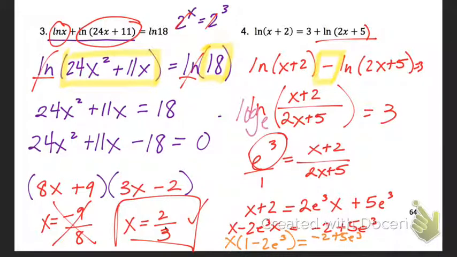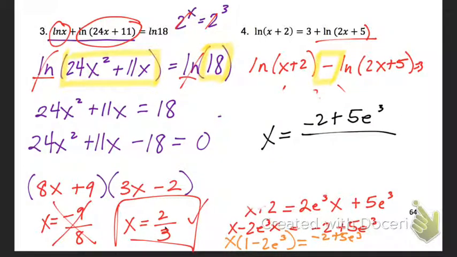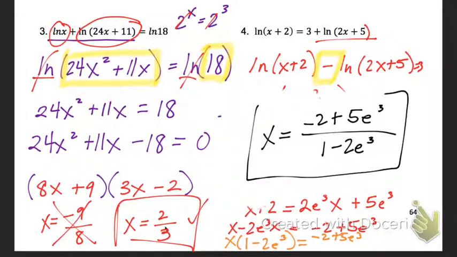So I'm gonna erase this right here just to make life easier. x equals negative 2 plus 5, because I divide by all the messy stuff in parentheses. If all of your signs are flipped, that is okay. That just means that you moved the x over to the other side. And that's okay.